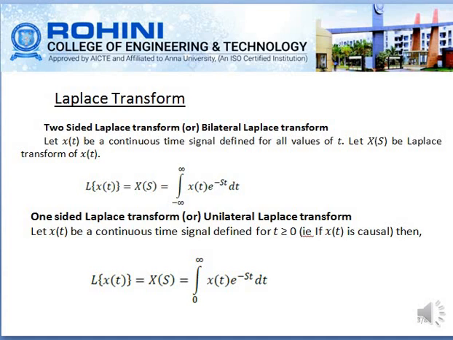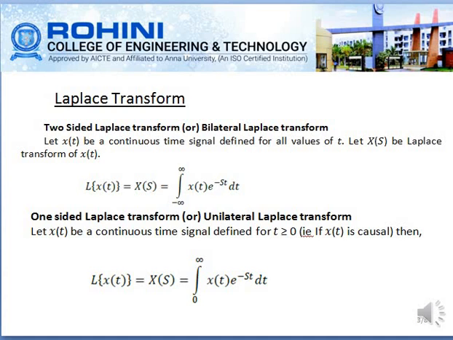The bilateral Laplace transform: let x(t) be a continuous time signal defined for all values of t. Let X(s) be the Laplace transform of x(t). That is, the Laplace transform of x(t) is X(s), which is equal to the integral from minus infinity to infinity of x(t) e^(-st) dt.